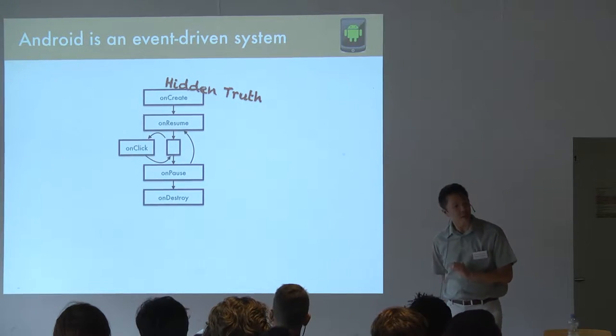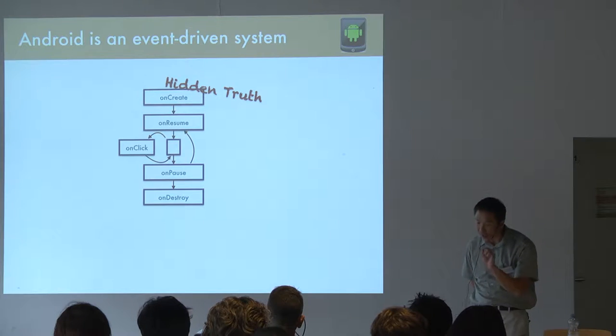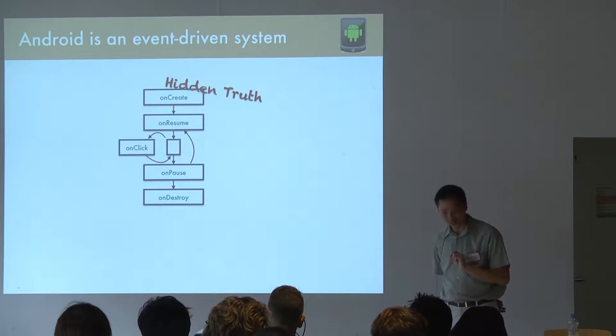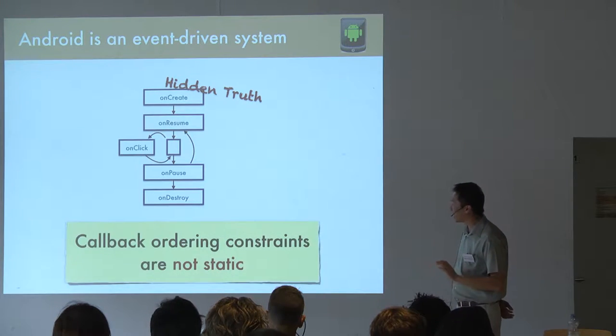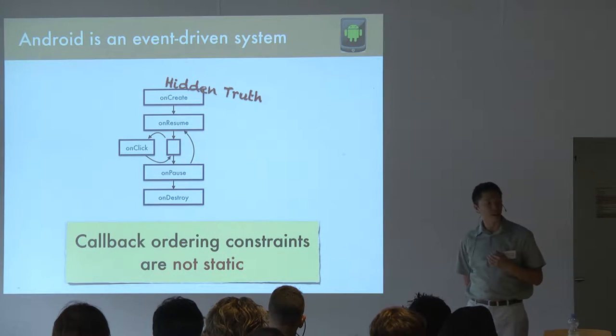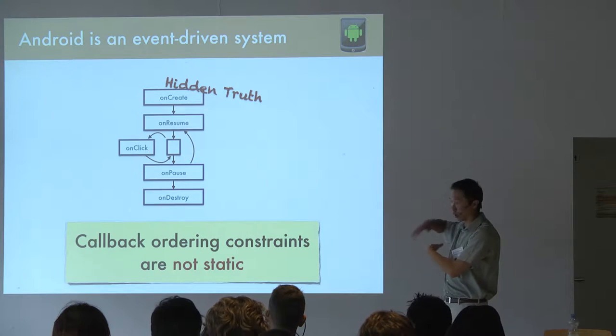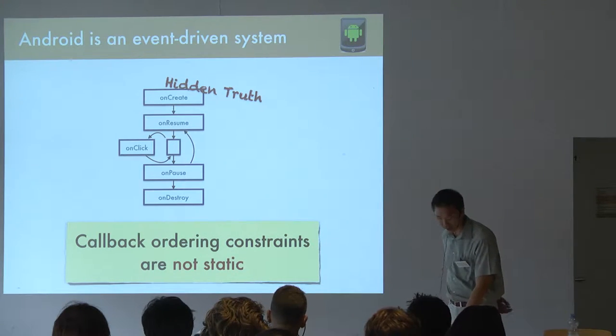And in particular, there's a hidden truth in the first part of the talk. So if you will, I lied a little bit in the first part of the talk. Callback ordering constraints are really not static, right? It looks like it's just this graph, right? Or this automata.